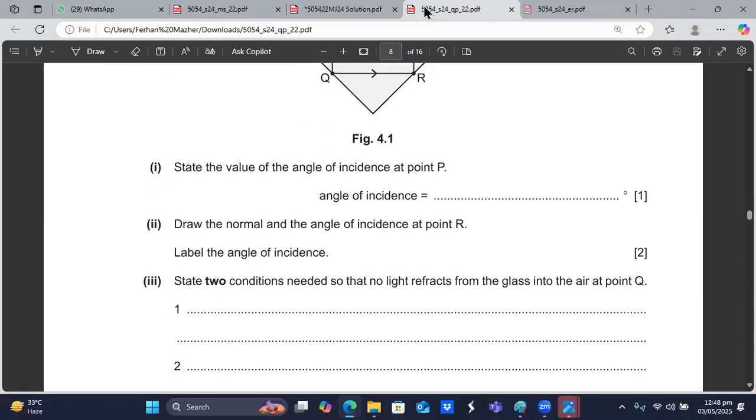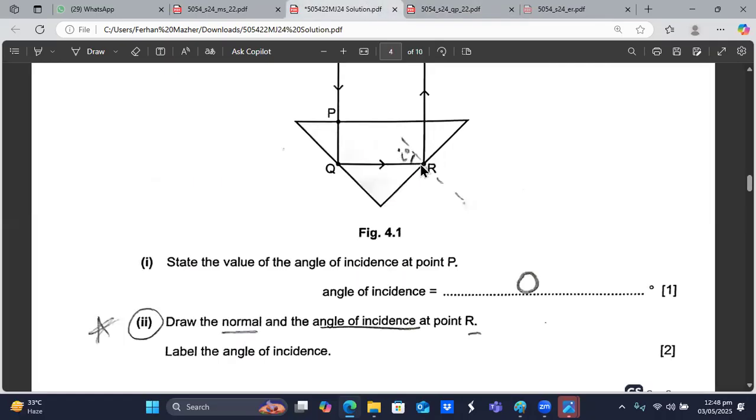It says draw the normal at the angle of incidence at the point R. Label the angle of incidence. So I will draw the normal here. The normal will be making a 90-degree angle with the surface at this point of incidence. So this dotted line is the normal, and the angle of incidence here is i, the angle between the incident ray at R and the normal. This is how you label it.